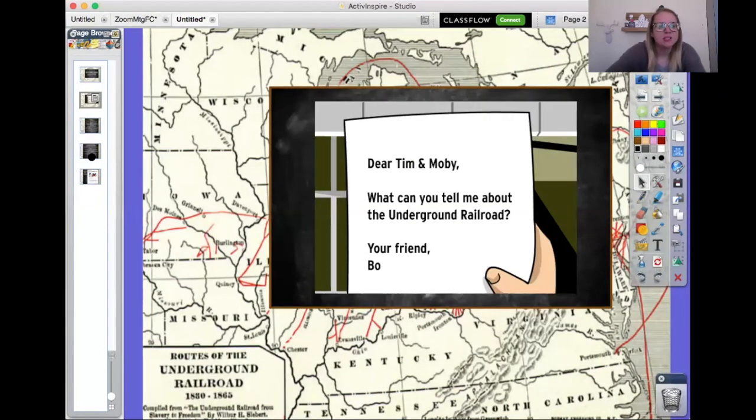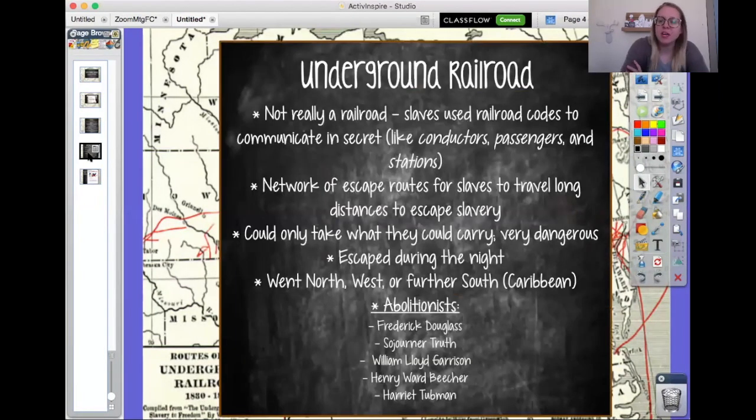Okay, so let's talk a little bit about the Underground Railroad. Like we just saw, it wasn't really a railroad. Slaves used railroad codes to communicate in secret. So conductors were the people that helped the slaves escape, passengers were the slaves, and stations were the safe places that they could go. The Underground Railroad was a network of escape routes for slaves that they traveled along that were safe. They had to go long distances, hundreds, thousands of miles, to escape slavery and to get free. And they could only take what they could carry. So it was very dangerous.